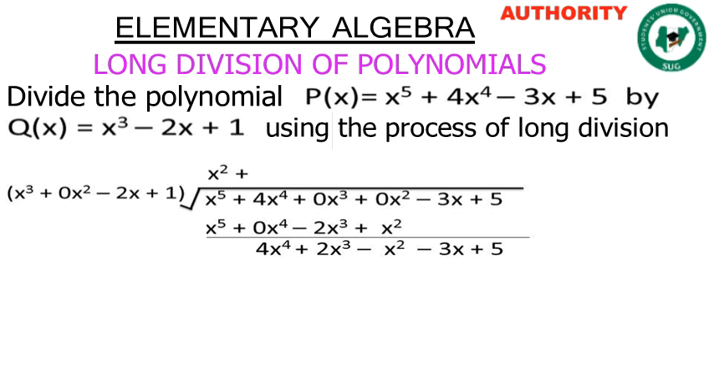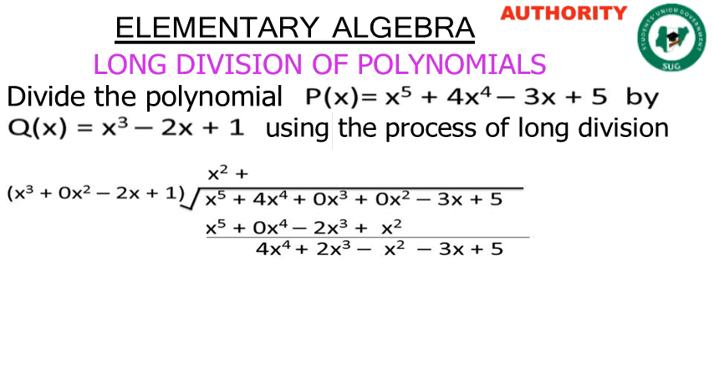So the terms we have have finished. The two terms remaining are minus 3x plus 5, so we bring them down. We will have 4x raised to the power 4 plus 2x cubed minus x squared minus 3x plus 5. That is what we have.